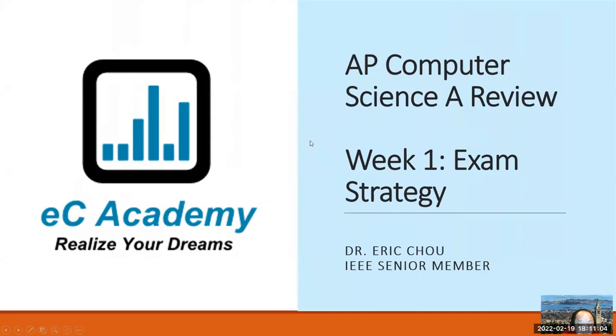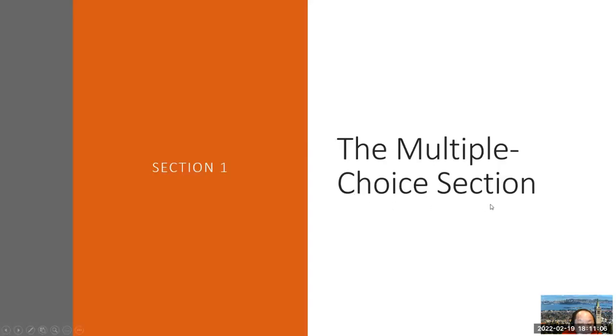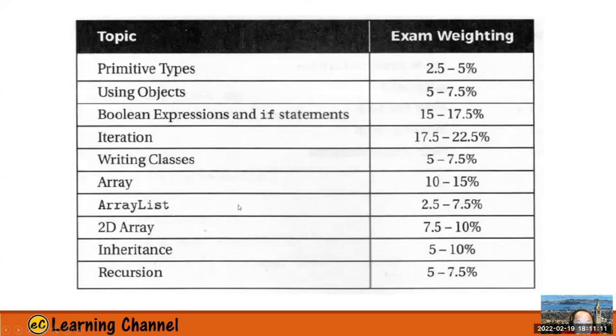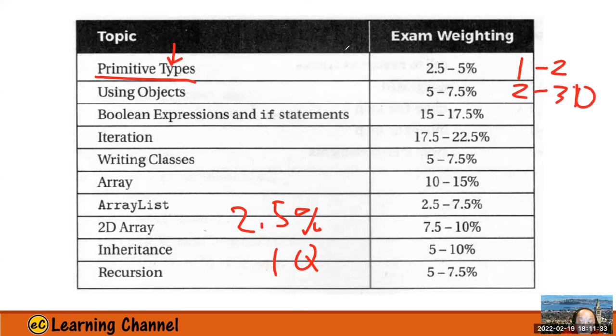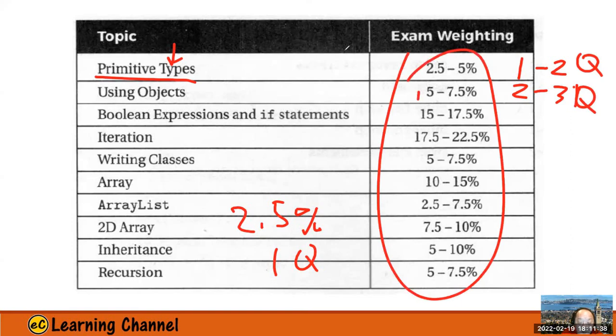Week 1 exam strategy. So the multiple choice section. There are 40 problems and the breakdown is like this. They break down into 10 units. So there are 40 problems, so 2.5% means 1 problem. Primitive data types means 1 to 2 problems, so very few. And objects is 2 or 3 problems. So you can look at this to know which part is more important.